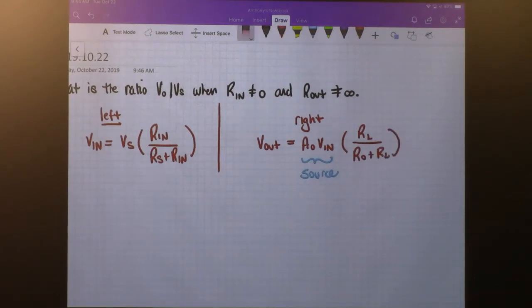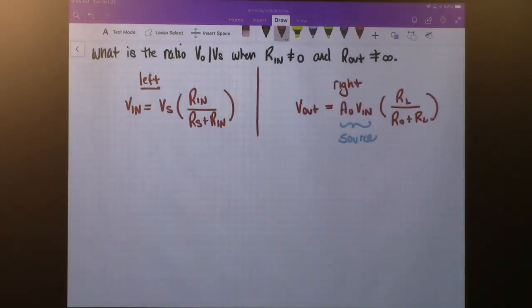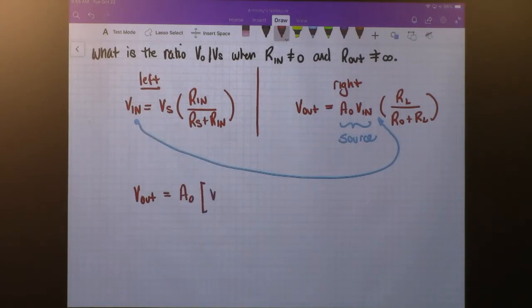And then, if I take the two and combine them together, that'll give me my full expression. So I take V in right here, and I will plug that in right there. And so the full expression for both sides will look like V out equals AO. Now let's plug in for V in. Vs R in over Rs plus R in. Now can't forget the other voltage divider, RL.